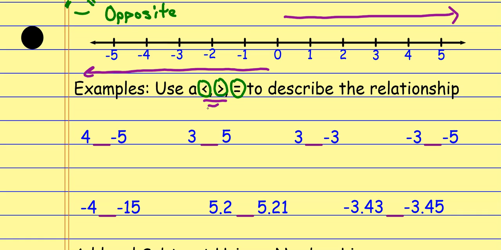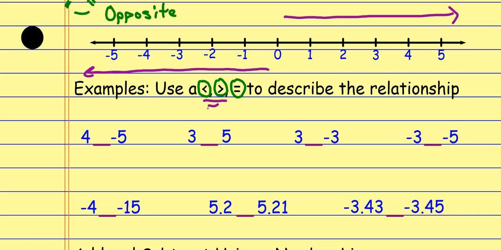We think of them like an alligator. Remember, the alligator eats the bigger number, okay? So when we place these symbols, just make sure that the open end is going towards the larger value, okay? So something like this, 4 and negative 5, again, we look up at our number line and say, okay, I see 4 is way up on the right, and negative 5 is way down towards the left. So remember, the farther right you go, the bigger the number is. The farther left you go, the smaller the number is.